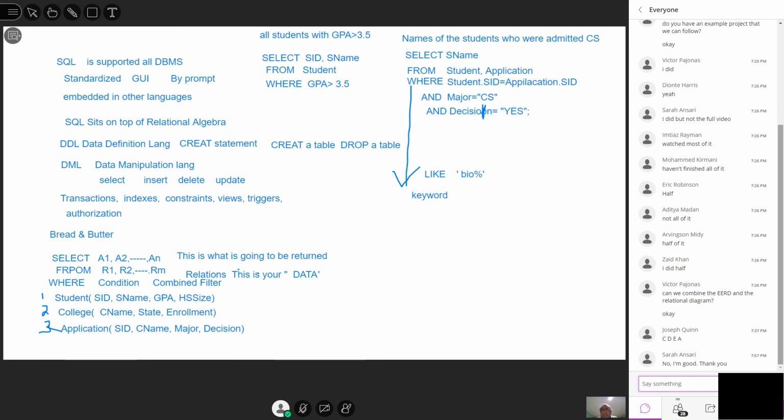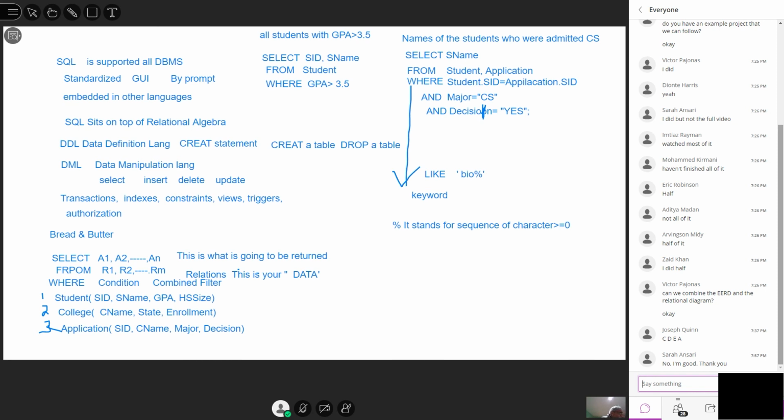So that means over here, when I say bio percentage sign, whatever it is, bioengineering, biochemistry, biology, whatever, it must start with the first 3 letters, BIO. After that, there can be any number of letters, 0 or more.